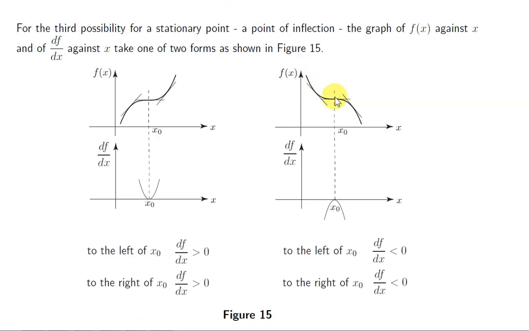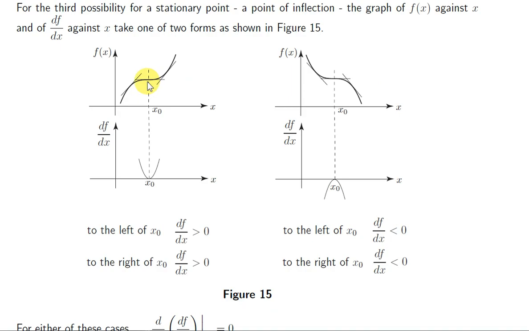So as a reminder, this is the picture that we have. Here we have our stationary point, and on both sides the tangents have negative slope. It's a point of inflection. Actually, this is another type of point of inflection, but this time the tangents on both sides have positive slope. Okay, we're dealing with this situation here.